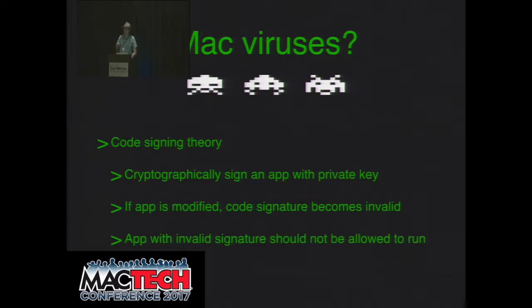We're going to talk about whether or not this is possible, and before we do that, we want to look at some code signing theory. So how does code signing work? Basically, if you've ever used PGP to sign an email message, this works very much the same way. You cryptographically sign an application with a private key. At that point, anybody can verify whether or not the application is legitimate, whether it's been modified. If its code has been modified, then that signature becomes invalid. It's very easy to test that. And an app that has an invalid code signature should not be allowed to run under any circumstances.